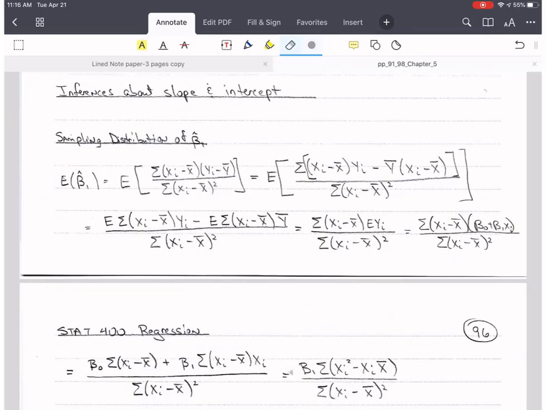Now let's talk about some inferences about the slope and the intercept. Before we can do this, we have to talk about the sampling distribution of beta 1 hat.